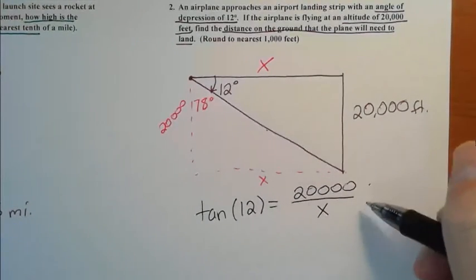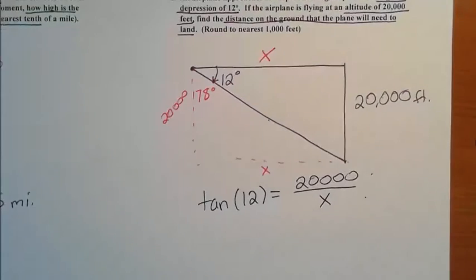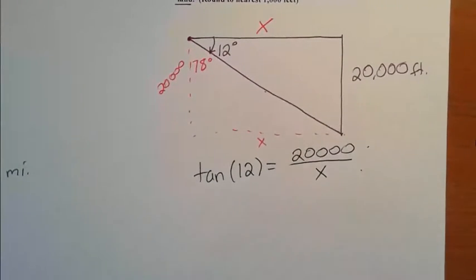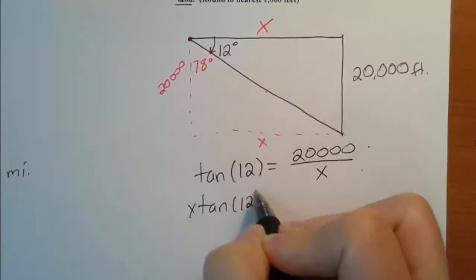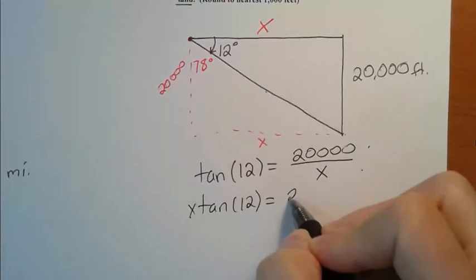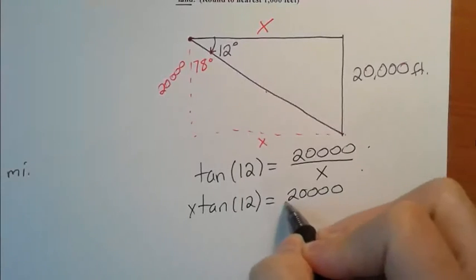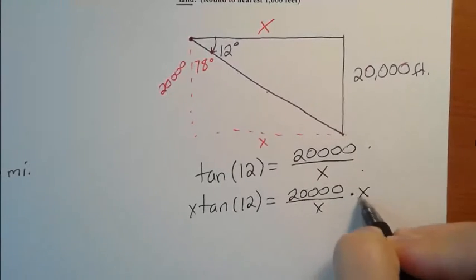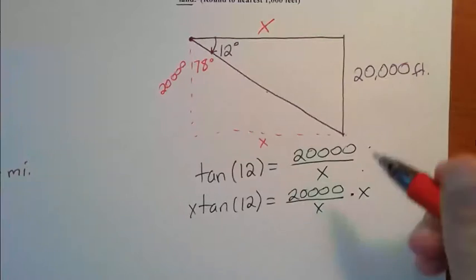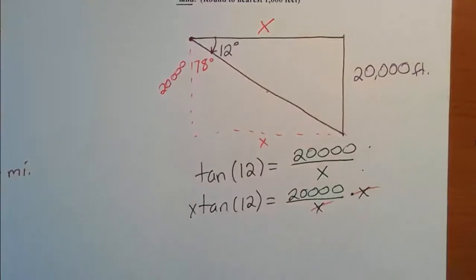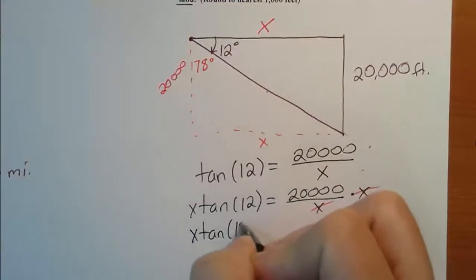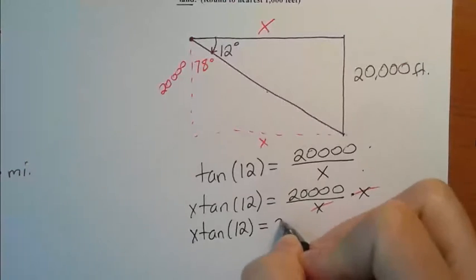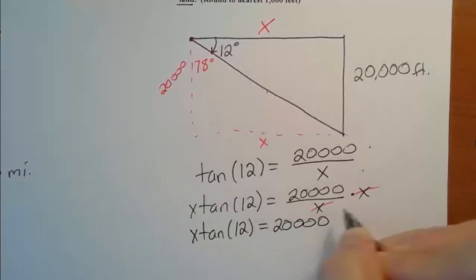We have opposite over adjacent. So now we have to solve this equation for x. We're going to multiply by x on both sides first. So we would have x times the tangent of 12, and then 20,000 over x times x. So that means we can cross out the two x's over here. They divide out. And so we have x tangent of 12 and then 20,000.